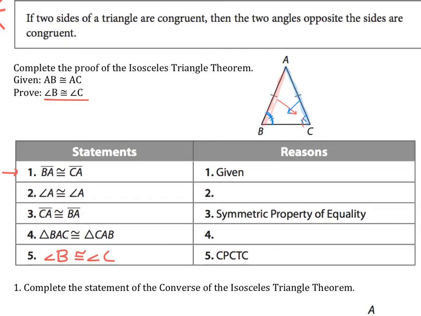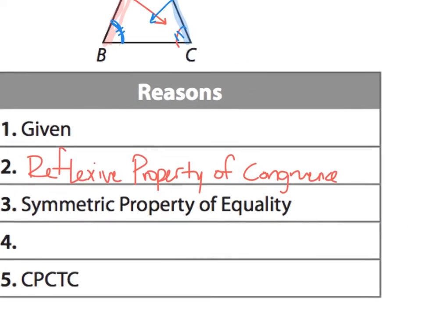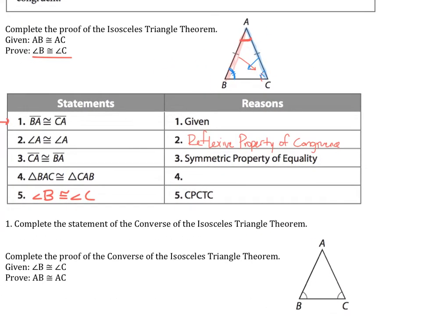And so we're just going to talk about kind of how this works. So BA is congruent to CA, that was our given. Angle A is congruent to angle A. So no matter what, that's going to be the same both times. That's called the reflexive property of congruence, saying that it can be the same as itself. So angle A is congruent to angle A.